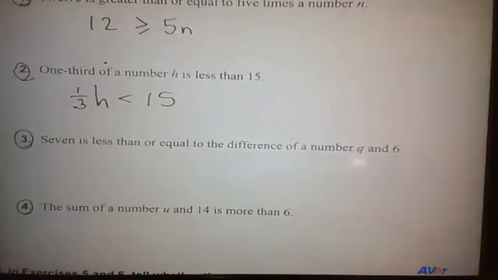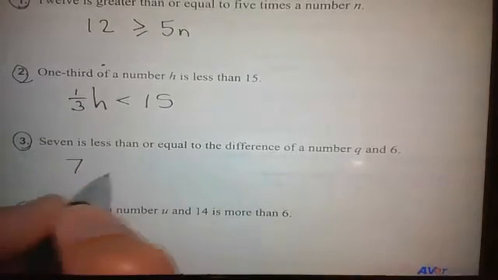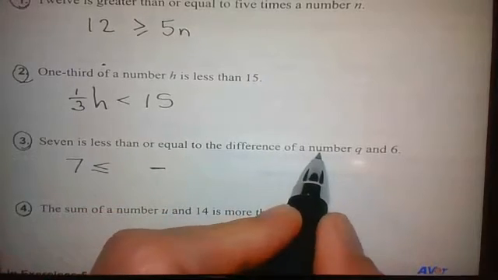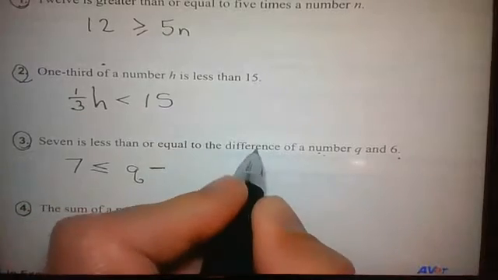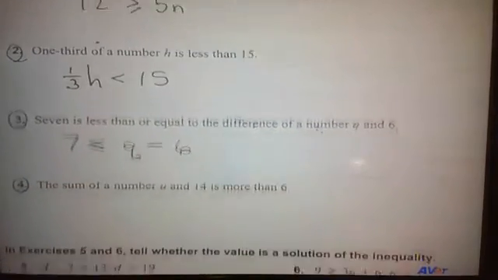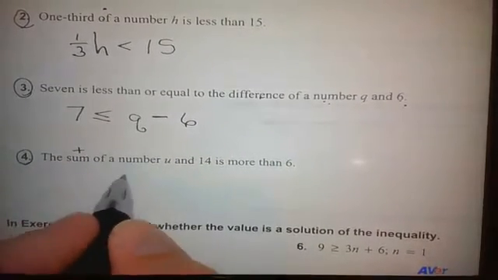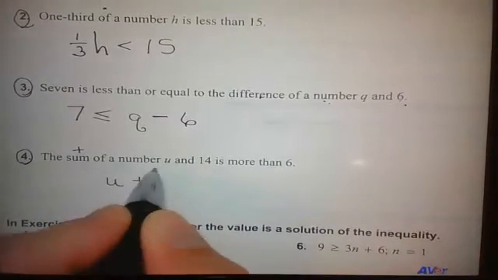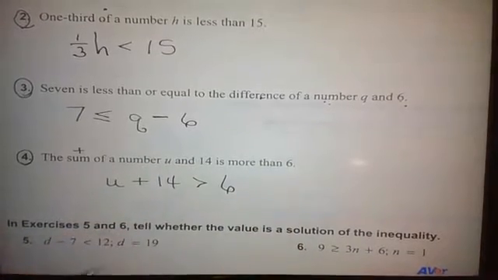Rockin'. Number 3, 7 is less than or equal to the difference, that means minus. This has to go first, then the second thing: a number q, the difference, minus 6. Ta-da! Number 4, the sum, plus, did I remember that, of a number u, so the sum of something and something, u and 14, is more than 6.